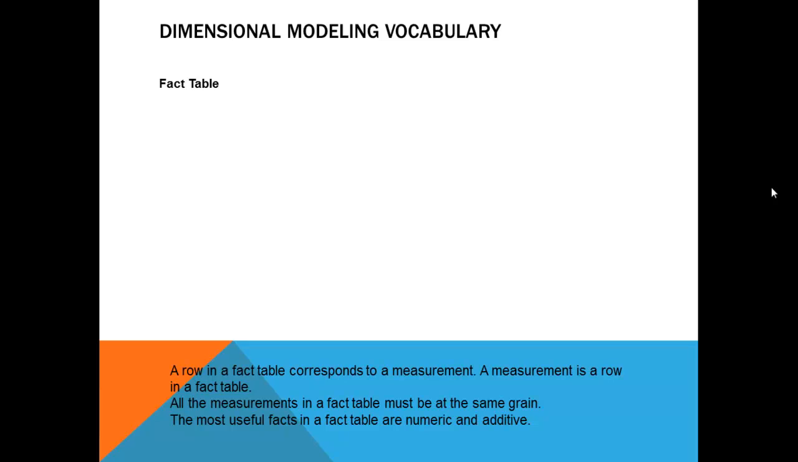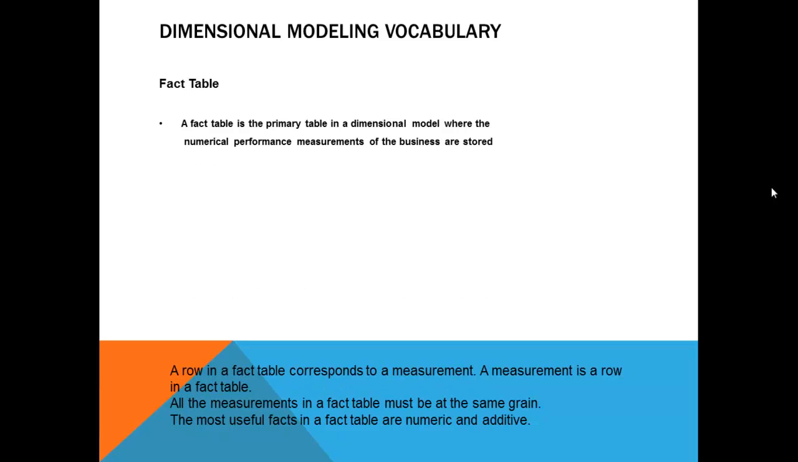Now, dimensional modeling vocabulary. You need to understand the terminology and vocabulary of dimensional modeling before you try to design a data warehouse or talk to people in the terms of a data warehouse. So understand this. Fact table. This is the most important thing, guys. Why are we building this data warehouse? It is the fact. We wanted to understand the fact in the data. So a fact table is a primary table in the dimensional model where the numerical performance measurements of a business are stored. That is the fact table.